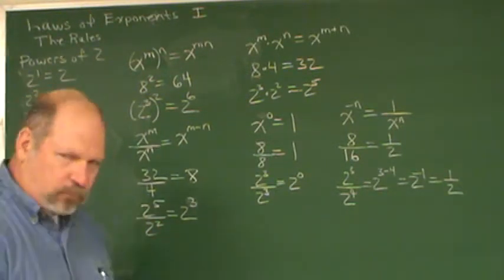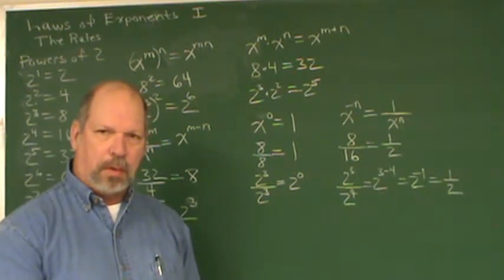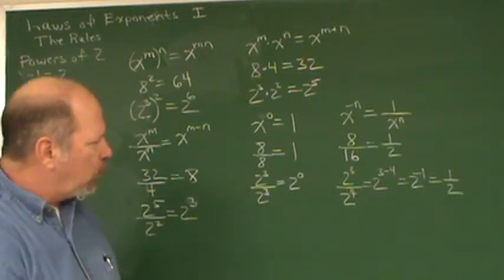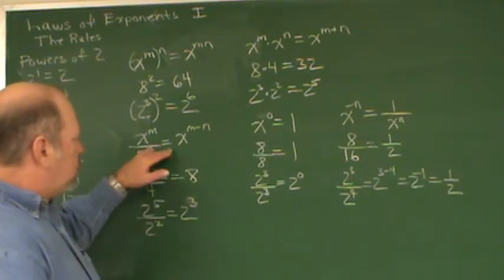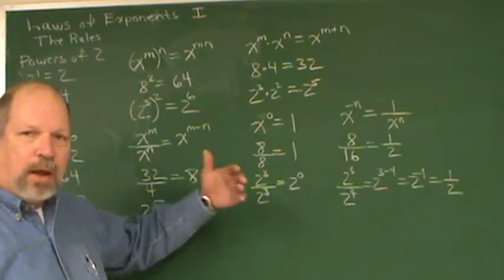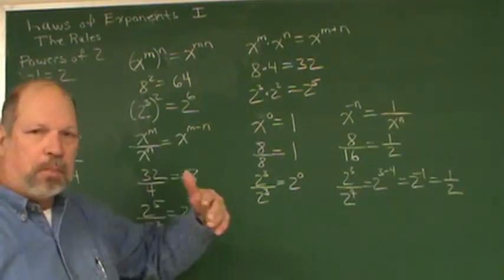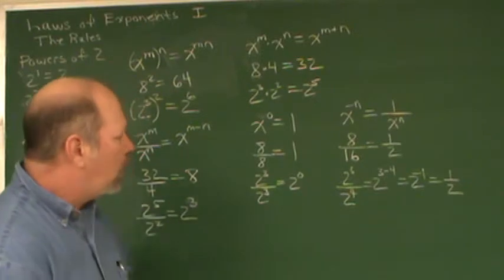Then, the zero rule. Any non-zero number to the zeroth power is 1. Kind of weird, but it works. Also, I should point out that this works as long as x is not equal to 0. If your base is 0, we don't know what the heck this is. Remember, division by 0 is illegal in Oklahoma, and pretty much everywhere else too.